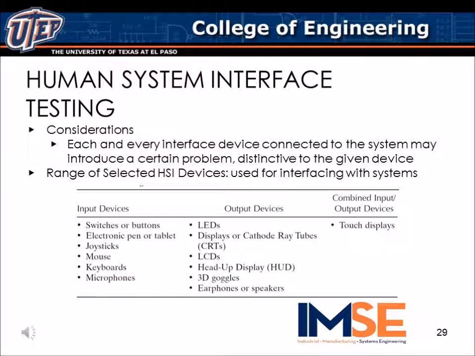Humans control systems by issuing appropriate commands. The outputs of these systems, stemming from these commands, are then monitored. Commands may take many forms. So when one considers this testing task of HSI, you should be aware of the range of devices used for interfacing with systems. The table below breaks them out by input devices, output devices, and combined input and output devices. Test engineers must take into account that each and every interface device connected to the system introduces a certain problem distinctive to the given device.